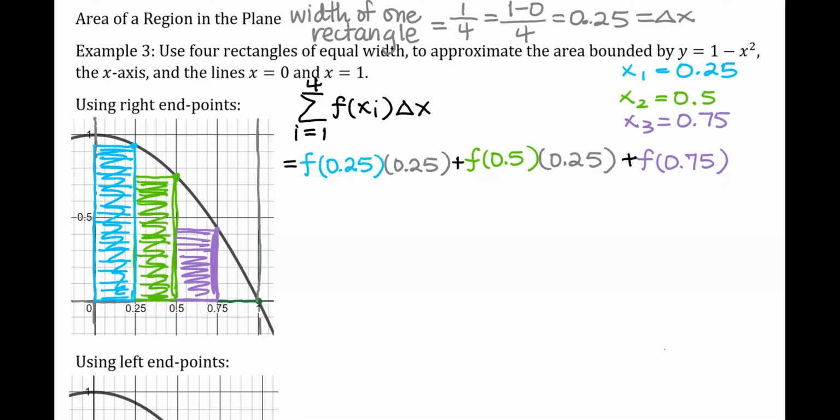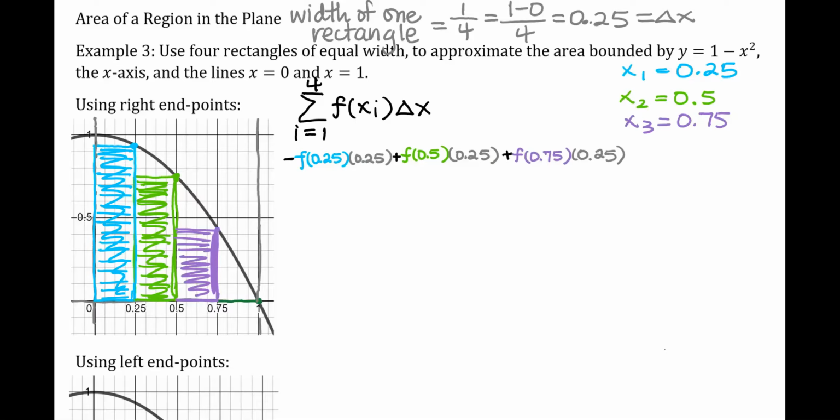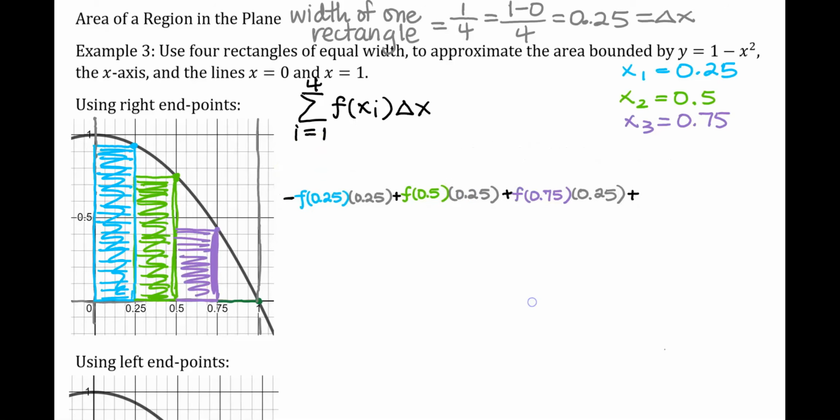And the width of that fourth rectangle, like all the others, is 0.25. And then finally, for our last rectangle, we need to look and see what our x4 is, the fourth x value that we are evaluating the function at. Well, that is at 1. The right endpoint of this last rectangle is hitting the parabola at 1. So our x sub 4 is equal to 1.